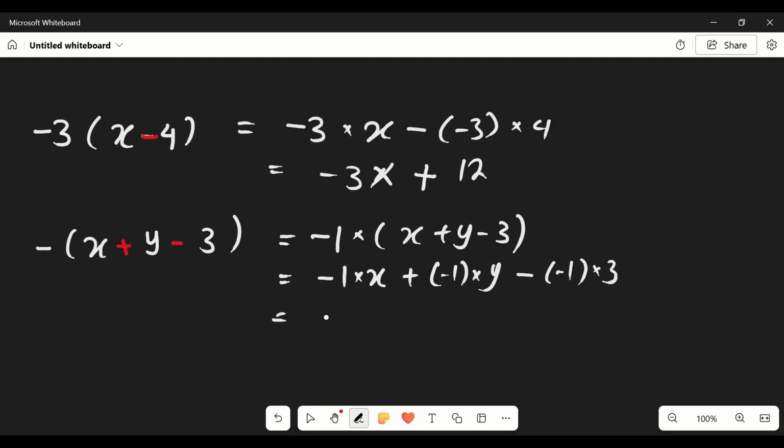Then we have 1 times x equals x, and there is a minus sign, so we get minus x. Minus 1 times y equals minus y. Minus 1 times 3, and there's also a negative sign here, so we get plus 3.